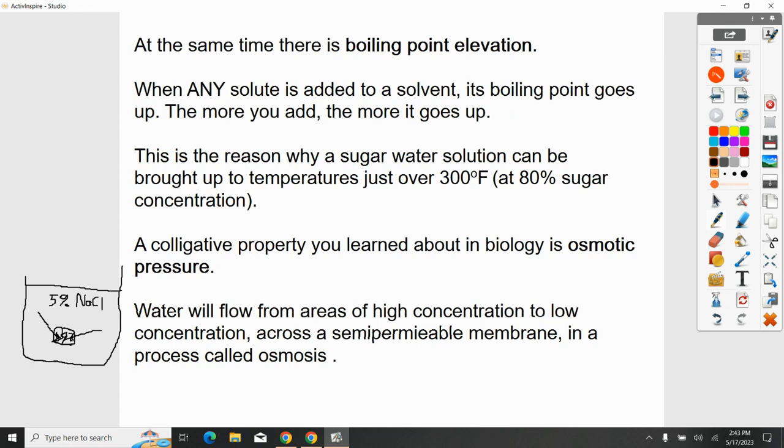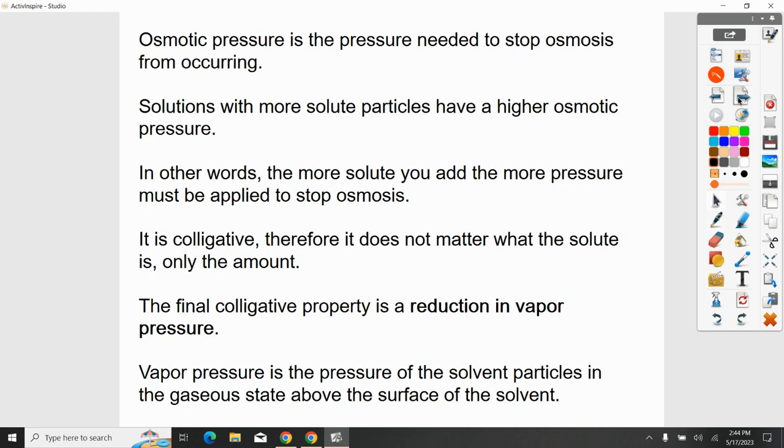Now that's important to know because this is osmotic pressure. It's obviously related to that. Osmotic pressure is the amount of pressure it takes to stop the osmosis from occurring. The amount of pressure it would take to stop the water from moving across that semi-permeable membrane. And the way it works with colligative properties is that the greater the amount of solute you add, the more solute you have, the greater the osmotic pressure. The more solute you dissolve, the more pressure it takes to stop osmosis from happening.